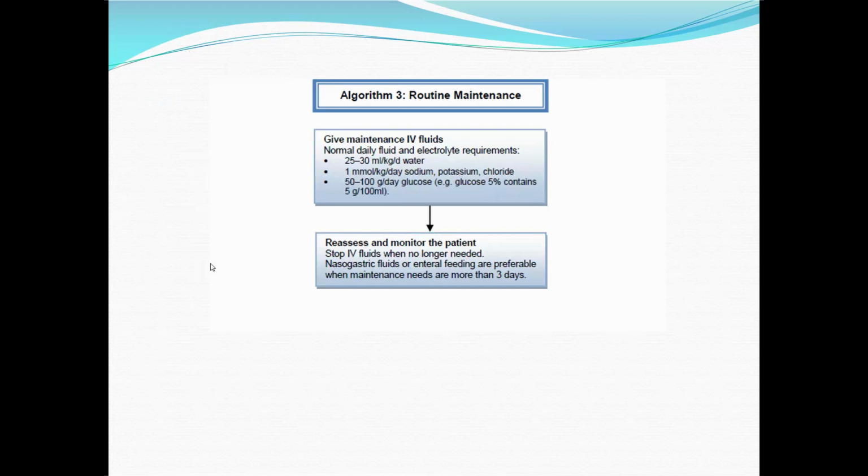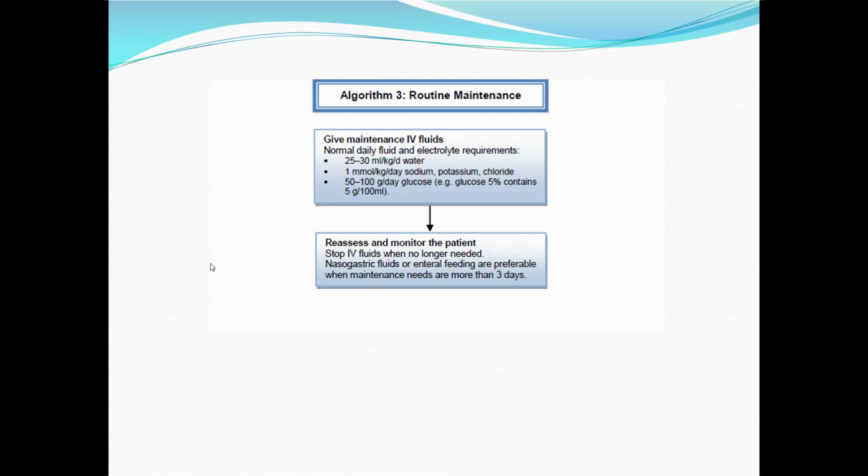IV fluids. So basically, 25 to 30 milliliters per kilogram per day of water. And there are a couple of different calculations that you can turn to figure out the ongoing maintenance rate. But 4-2-1 is sort of a typical rate. 4 milliliters per kilogram for the first 10 kilos, 2 milliliters per kilogram for the next 10 kilos, and 1 milliliter per kilogram for any remaining kilograms of total body weight.